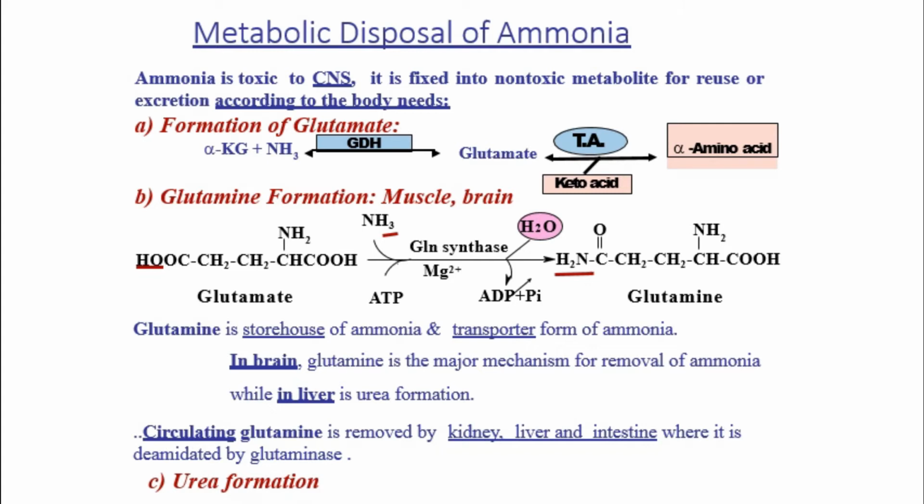Okay, so let's repeat. One way is that we can convert the ammonia into glutamate by the enzyme glutamate dehydrogenase. Then glutamate can be converted into glutamine. Both glutamate and glutamine are not toxic, but ammonia is toxic. The third way by which we can dispose of ammonia is urea formation.